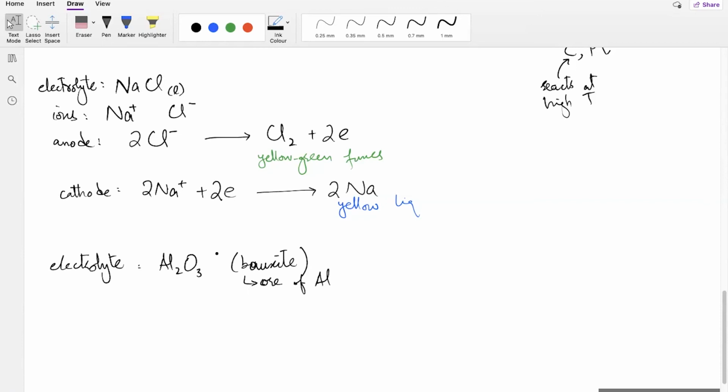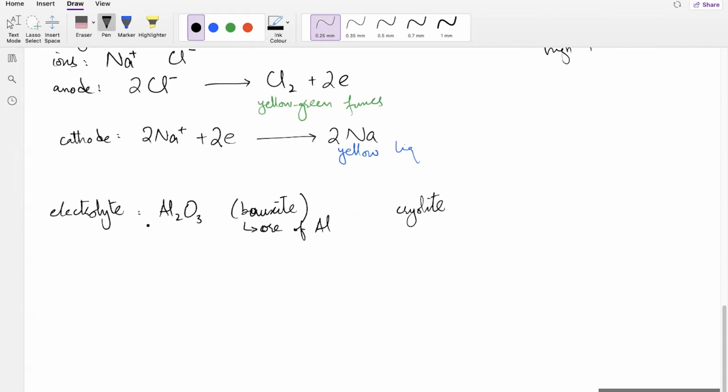So ore is something, it's a rock or the natural reserve in which you get any metal. That's what ore is, okay? So for aluminium, that ore is bauxite. That's the major ore. Sure, there's another one, cryolite.